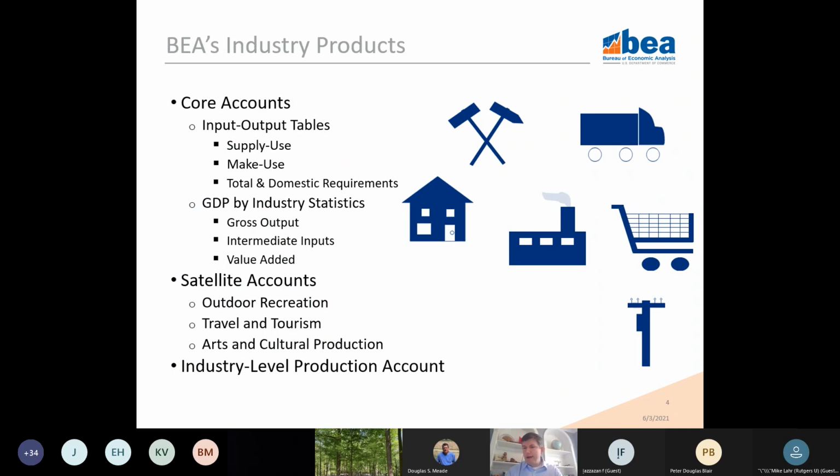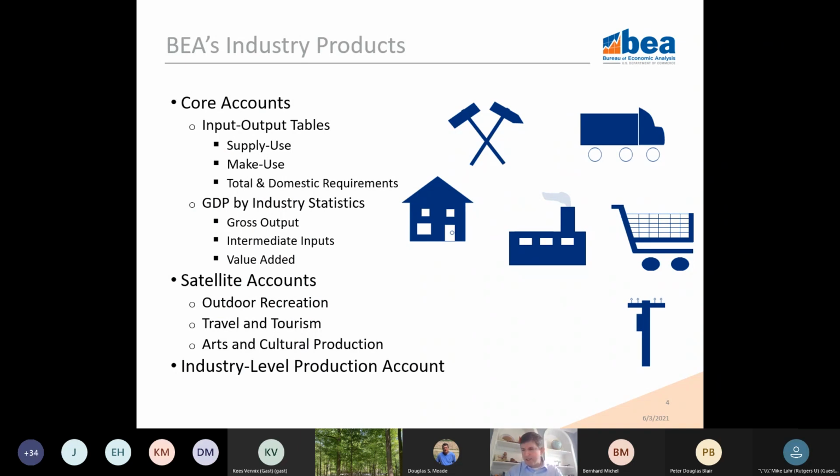So digging in now to some of the relevant statistics produced by BEA. To start, we have our core industry data sets, which include our input-output tables and related products, as well as our GDP by industry statistics. The input-output suite of tables, of course, includes supply-use tables, make-use tables, our total and domestic requirements multipliers. With this audience, I suppose there isn't a need to go into too much detail about what these products are.